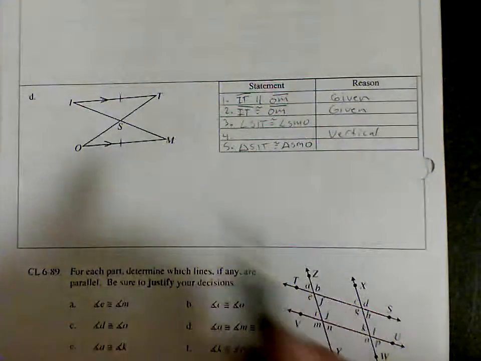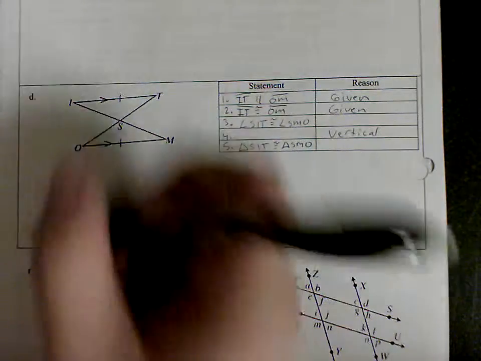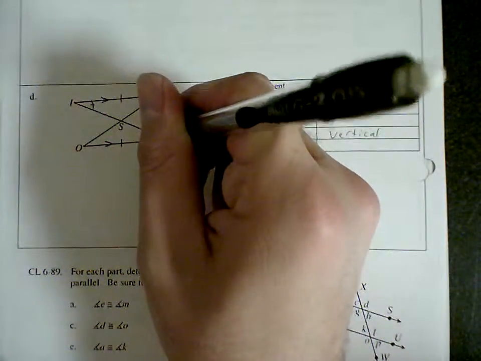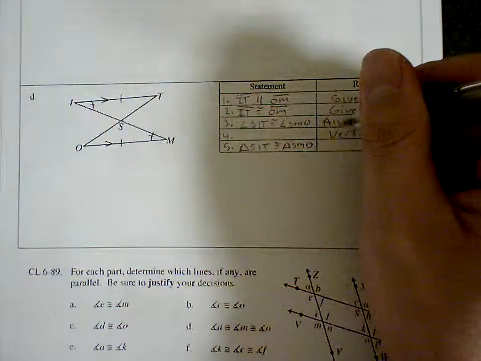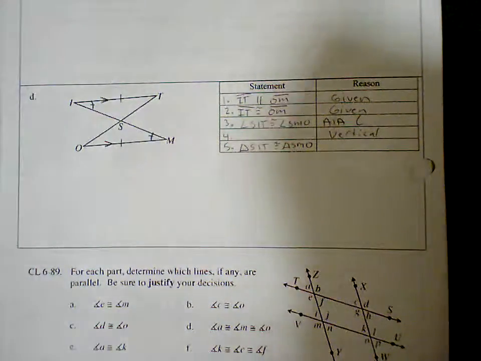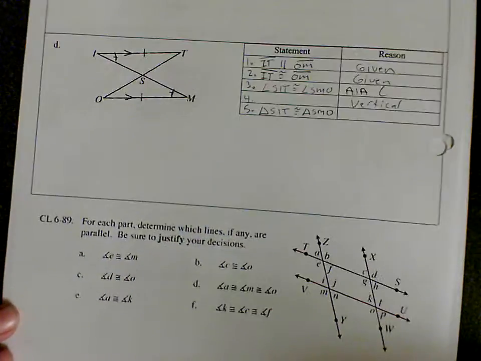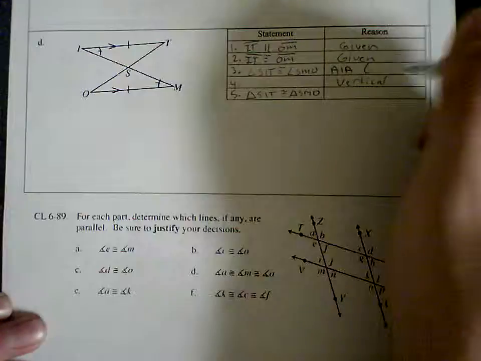Step number 3 says angle SIT is congruent to SMO. So what's my reasoning for these two being congruent? And that's going to be alternate interior angles. And anytime we do alternate interior angles, we always have to show the flow. We show the flow by telling what step did we say that the lines were parallel, because the lines have to be parallel in order for those to be congruent. It'd be step 1.